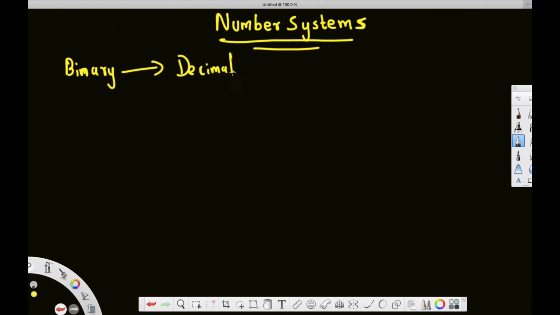Now let's look at a binary number. Binary numbers always have 1s and 0s, like 1 0 1 1 0 1. We cannot have any number greater than 1, and we cannot have any number less than 0.